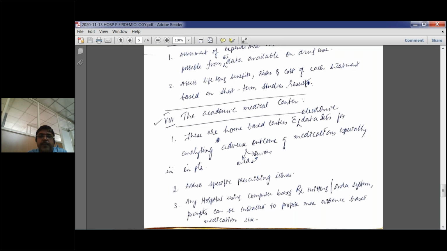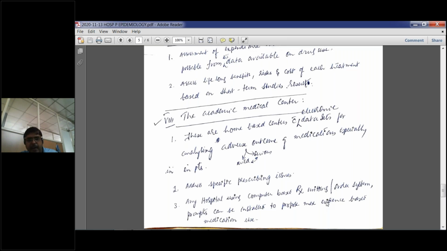The third point is that suppose a hospital is going for e-prescribing, an e-prescribing order system. What happens is that prompts will be installed in such a way that the moment the prescribing order is done, the recommended medication based on the evidence also pops up. That means it will recommend based on the evidence base.